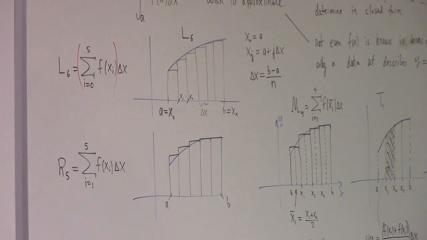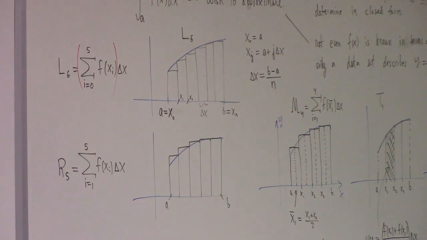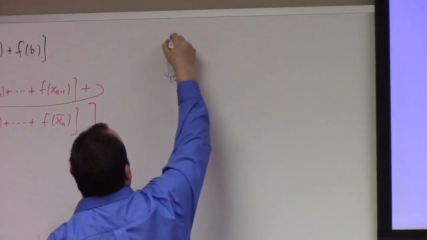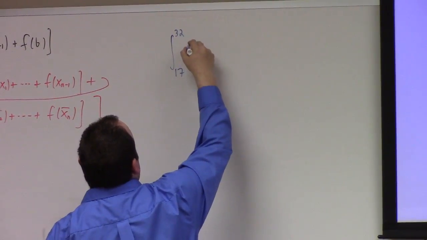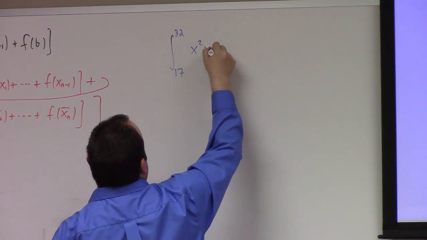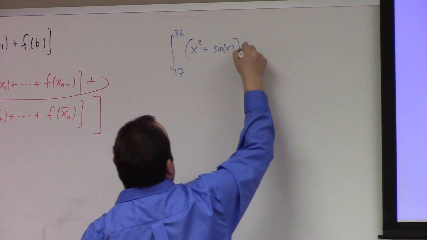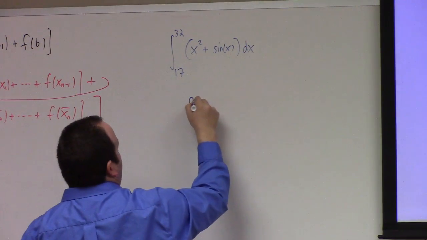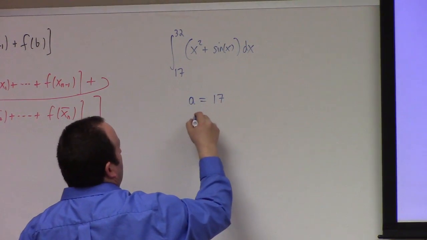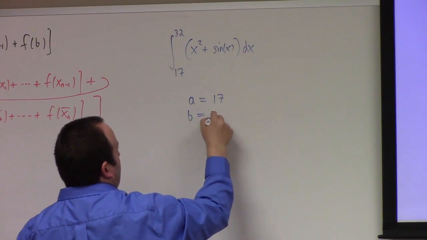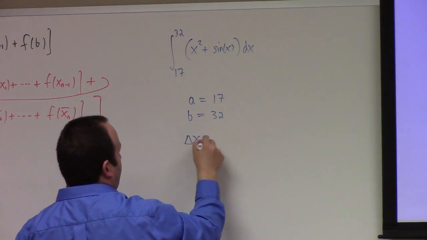Let me be less esoteric just for a second here. Sidebar. If I have the integral from, say, 17 to 32 of x squared plus sine of x dx, then here I would have a equals 17. I would have b equals 32. So delta x would be what?